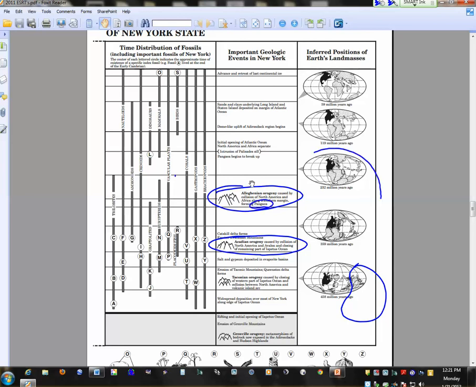So in between these two time periods, Pangaea forms. Pangaea begins to break up not too far after that. And you can see in the picture there, the first Atlantic Ocean starts to form. And so you can look here for all different kinds of things that have happened as far as geology goes in New York State. The advance and retreat of the last continental ice, some more orogenies down here.